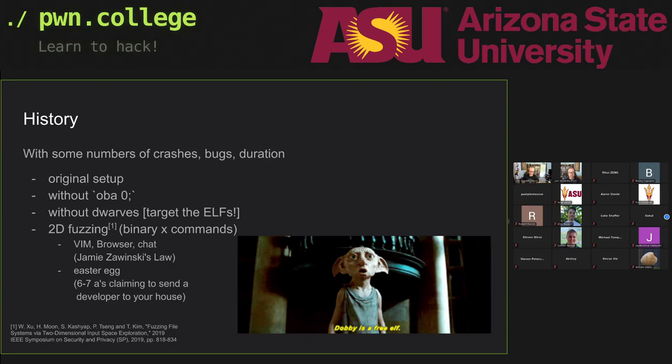Okay, so here's a brief history of the semester, or more specifically, a brief history of our fuzzing attempts. We initially started by fuzzing with the commands OBA, IA, and AA. And this led to many crashes, but sadly, none were exploitable. Then we modified the fuzzing to run without the OBA command. This led to even more crashes, but still, none were exploitable.